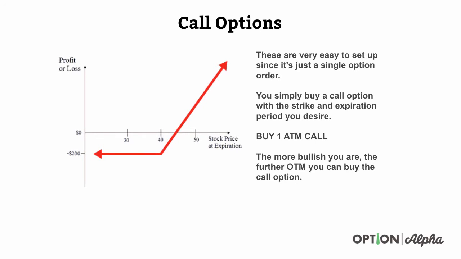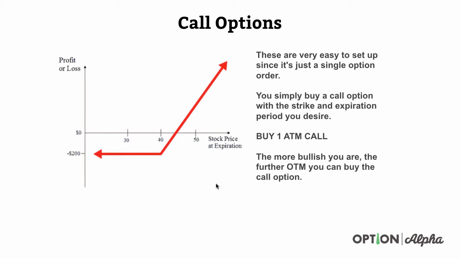These are very easy to set up since it's just a single option order, and that's what we're going to start with here as basics. You simply buy a call option with the strike price and expiration period you desire. In this example, you might buy a call option that's, say, at the money, or you might buy a call option that's out of the money if you're even more bullish.